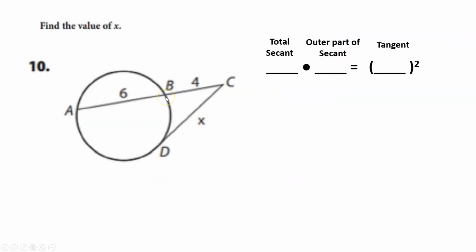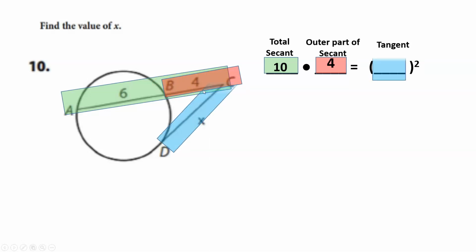Number 10. Again, total secant. Go ahead and work that out. What is 6 plus 4? 10. The outer part of our secant, in this case, what number? 4. And our tangent, in this case, the letter x. Go ahead and work this out. What is 10 times 4? 40.